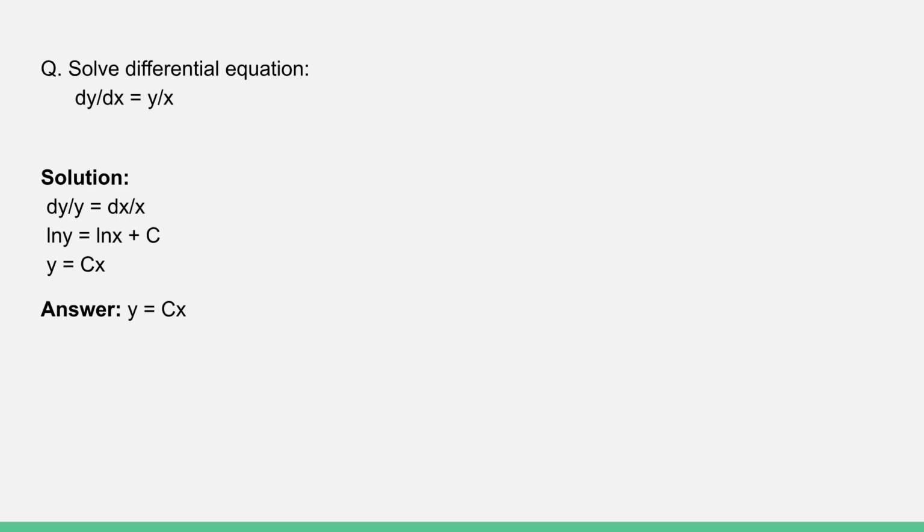Question: solve the differential equation dy by dx equals y by x. Solution: separating variables gives dy by y equals dx by x. Integrating both sides yields ln y equals ln x plus c. The solution is y equals cx.